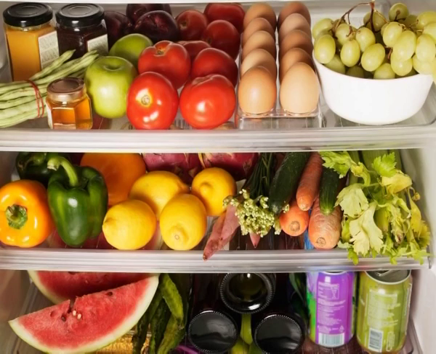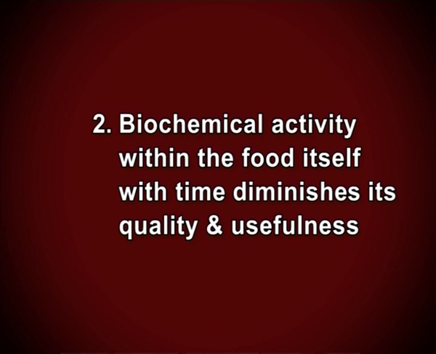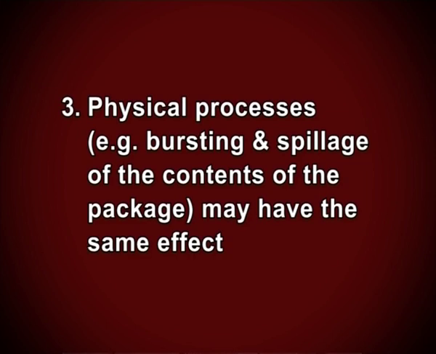Food, on being stored, may get spoiled by 3 mechanisms. 1. Living organisms may feed on the food and contaminate and spoil it. 2. Biochemical activity within the food itself with time diminishes its quality and usefulness. And 3. Physical processes, for example, bursting and spillage of the contents of the package, may have the same effect.